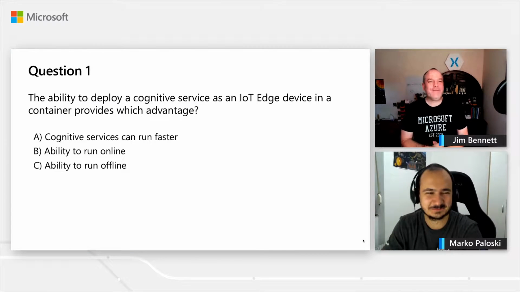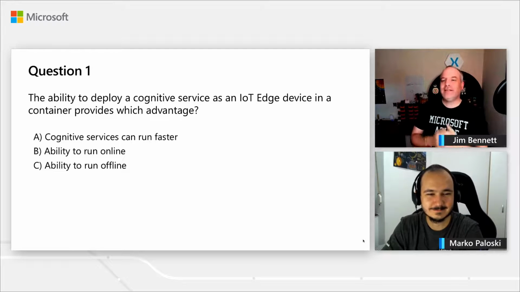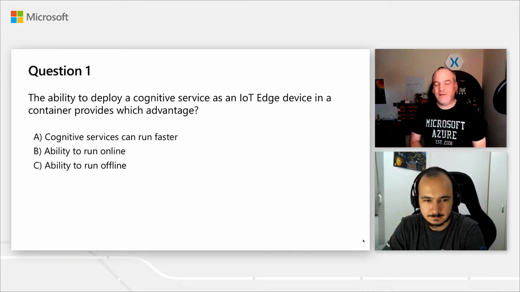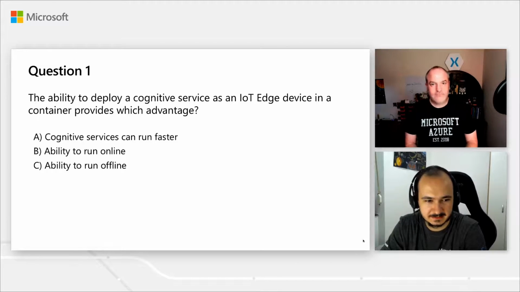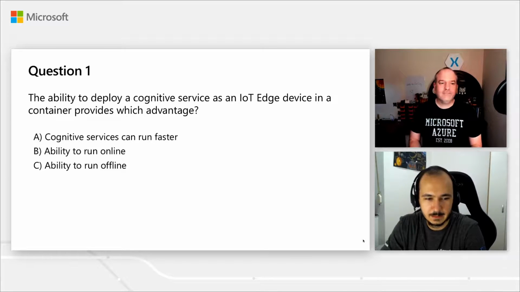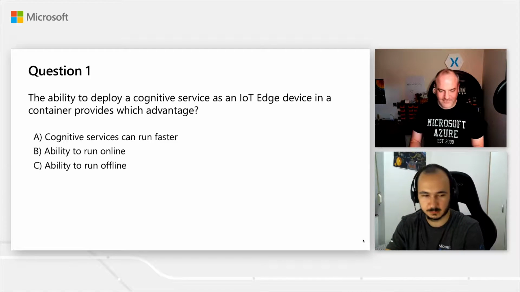Question 1. The ability to deploy a cognitive service as an IoT Edge device in a container provides which advantage? Is it A, cognitive services can run faster, B, ability to run online, or C, ability to run offline? Well, I'm not sure the services can run faster, since that depends on a lot of situations. The ability to run online isn't something special, so the answer is C, the ability to run offline, most of the time, not all the time.